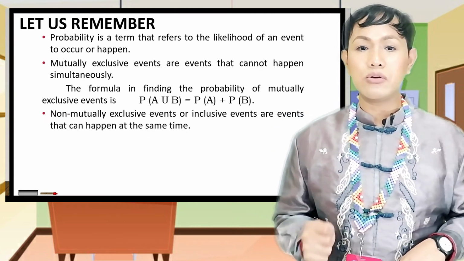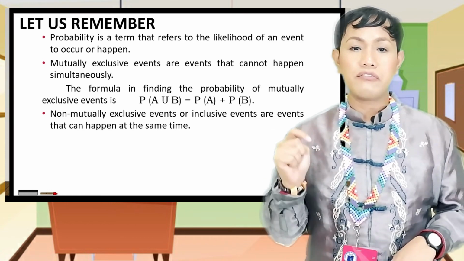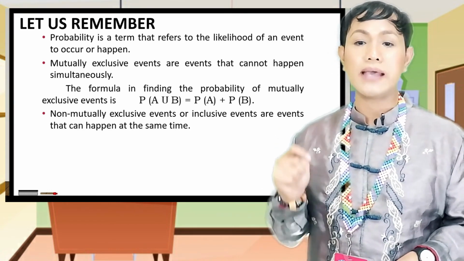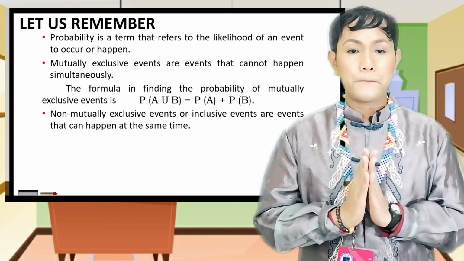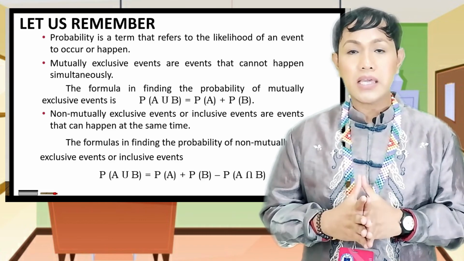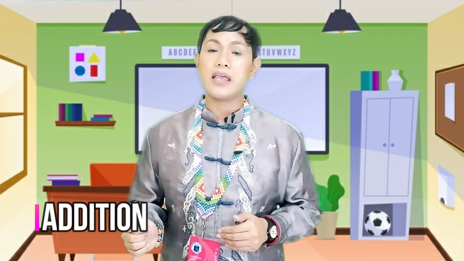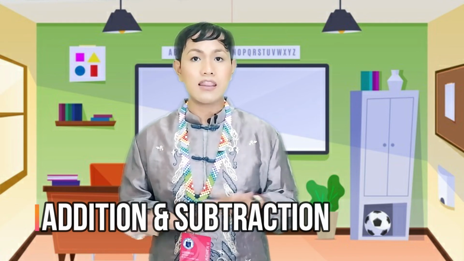Fourth, non-mutually exclusive events or inclusive events are events that can happen at the same time. So the formula in finding the probability of non-mutually exclusive or inclusive events is P of A union B is equal to P of A plus P of B minus P of A intersection B. There are also things that you should be reminded of. When the particular problem is mutually exclusive, you only have to remember one particular operation, and that is addition. On the other hand, if the event is non-mutually exclusive or inclusive, then you get to remember both addition and subtraction in the formula.